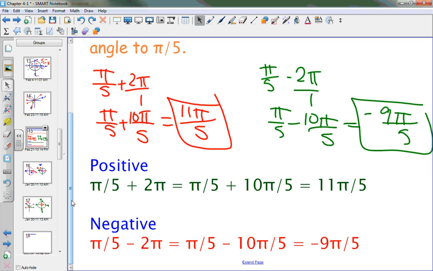Alright, tonight for homework: 2 through 34 even. It's your homework. Notice they're even because my answers are in the back of the book.